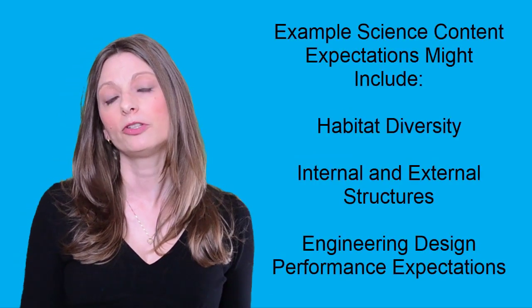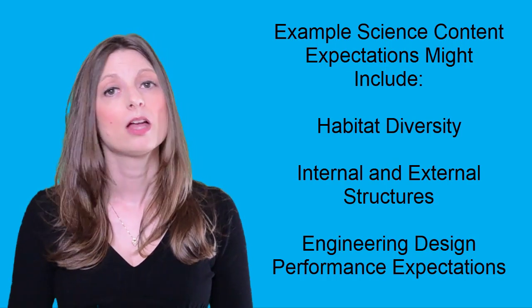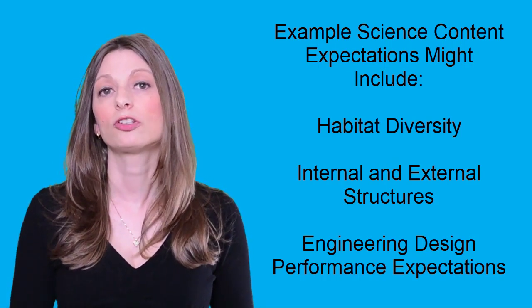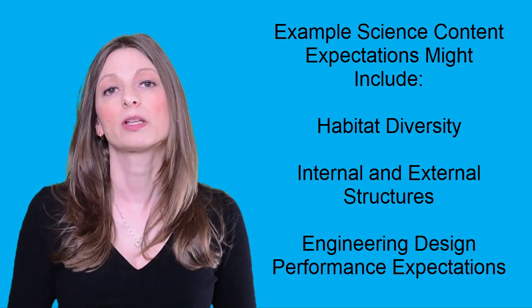Throughout the video series, I've been using Inky the Octopus as an example to show how to develop student-centered design challenges. When you write your rubric, the very top portion will be your science content, which means I'll list any performance expectations that I want students to be accountable for. Depending on what grade level you teach, you might include the performance expectations on animal habitat or on animal external and internal structures, and you'll definitely want to make sure that you include the performance expectations for engineering design.